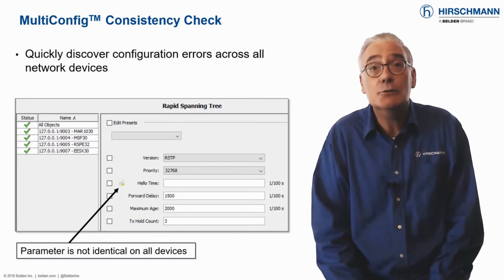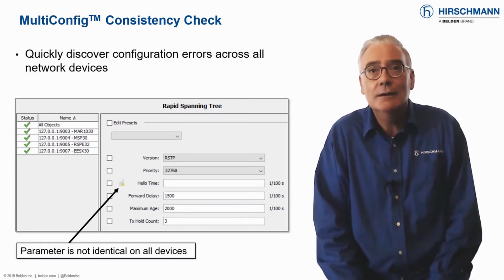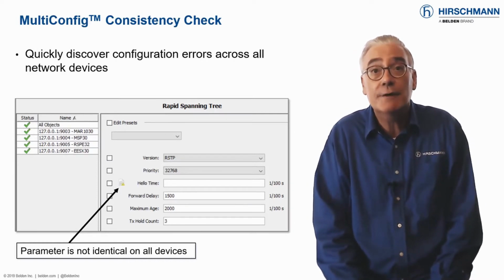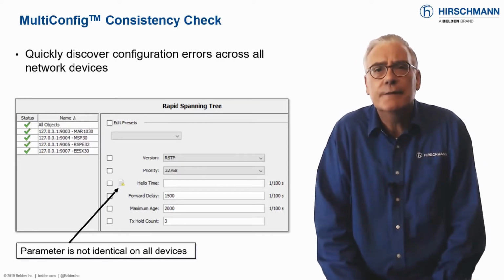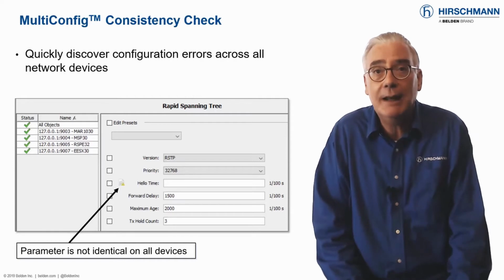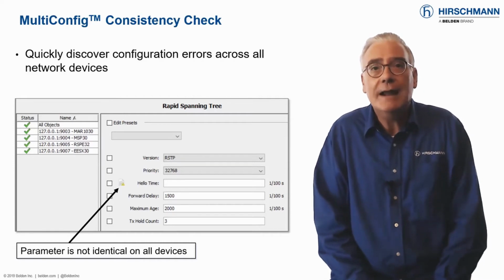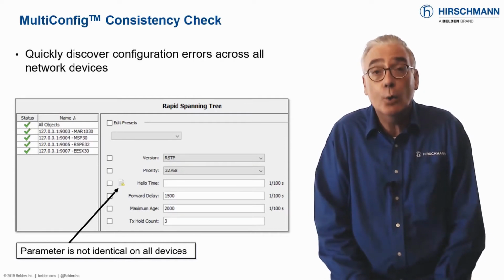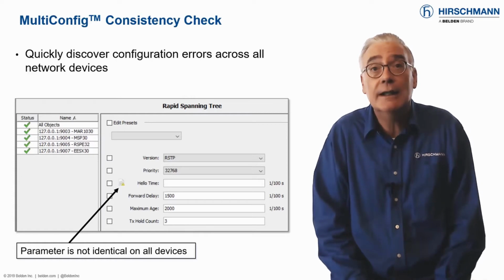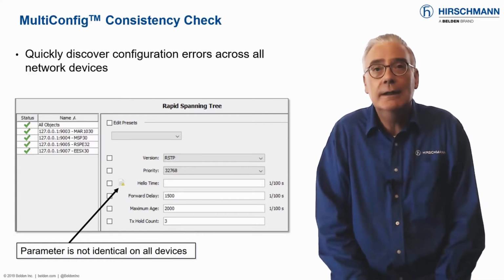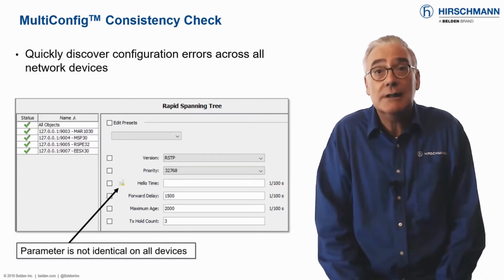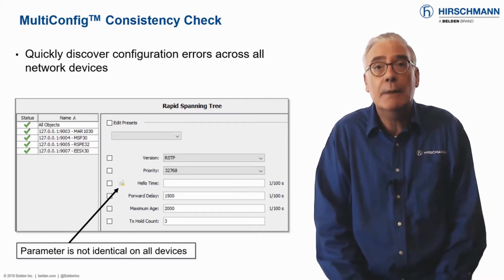First, select the switches that you want to check. Then select the relevant function from the MultiConfig menu. The parameters for this function will be displayed. If the value of a parameter across all devices is identical, it's displayed. If the value is not identical, a warning appears next to the parameter.